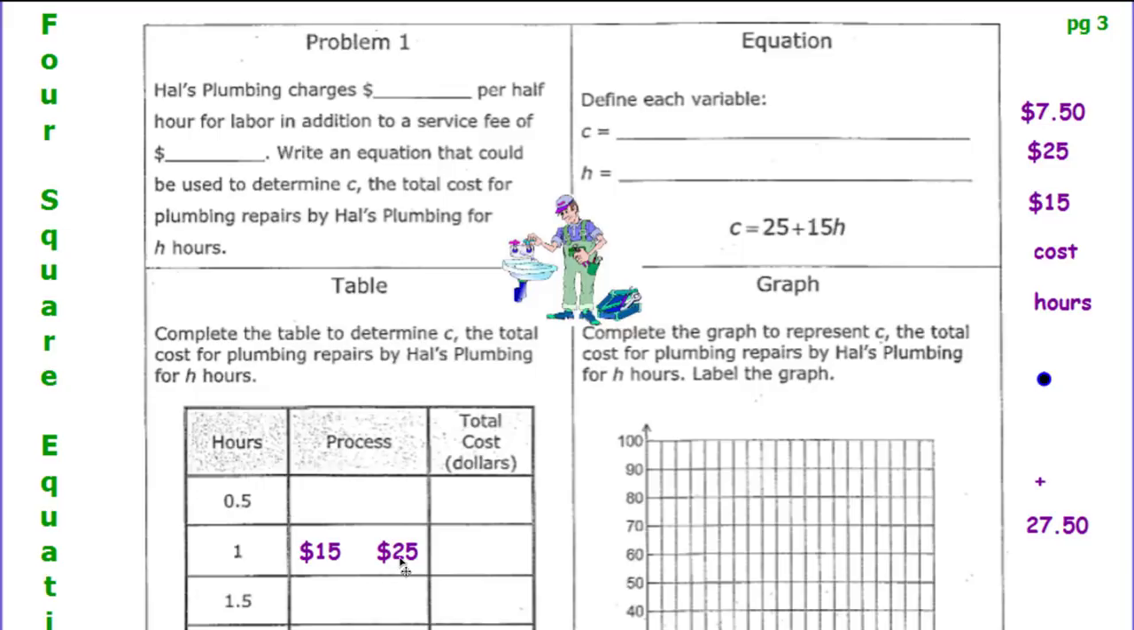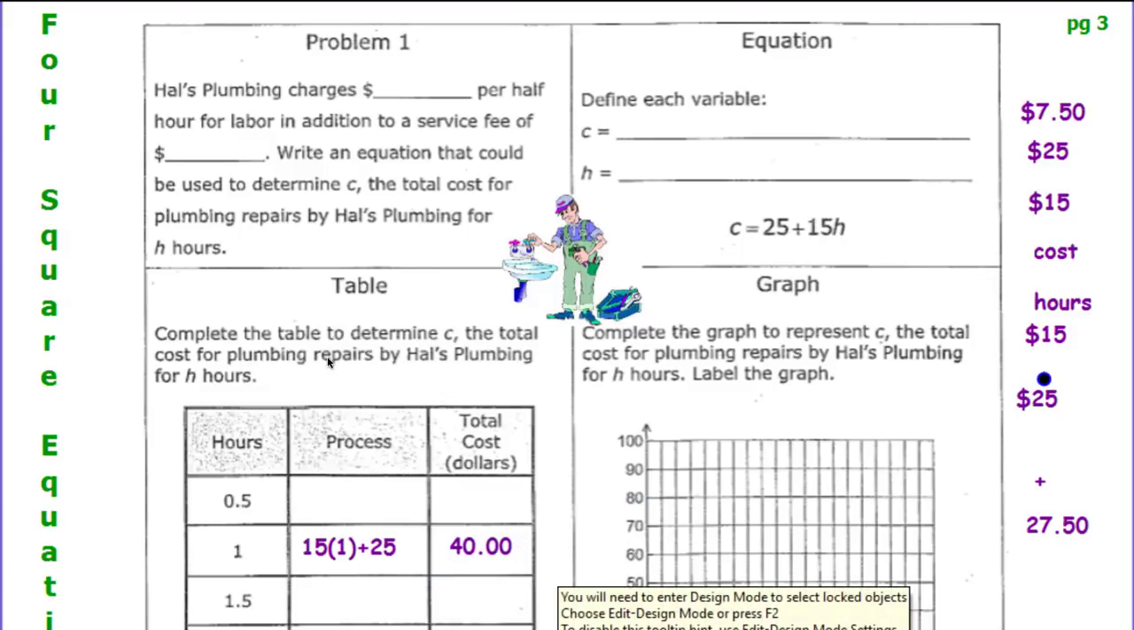So let's think about that. This is 15 times 1 is 15 plus 25. So let's see if we can write that better. This is $15 times 1 hour plus 25. So 15 times 1 is 15. Plus 25 is going to be, looks like, $40. Okay, so far we can do that.